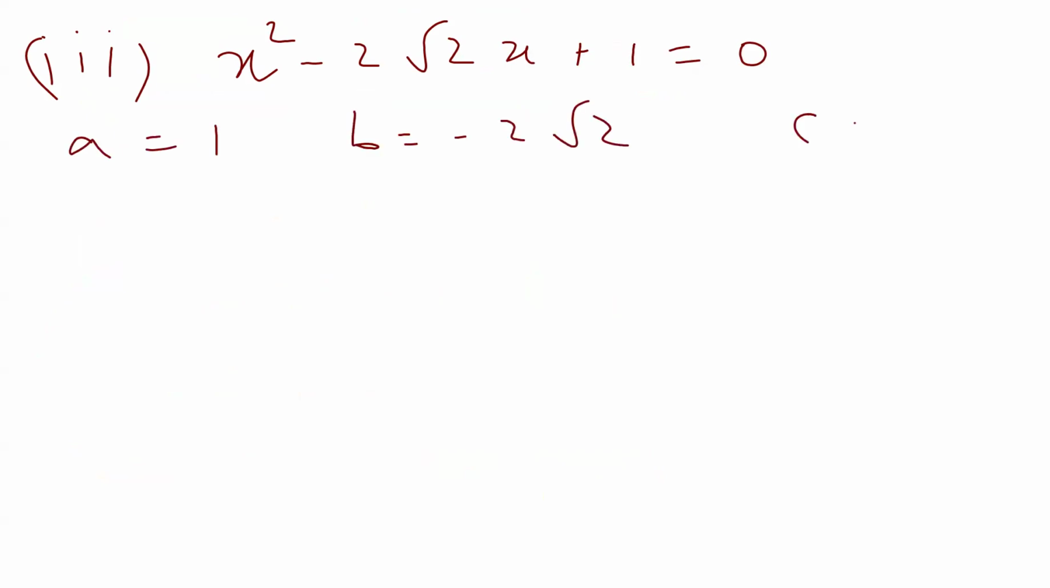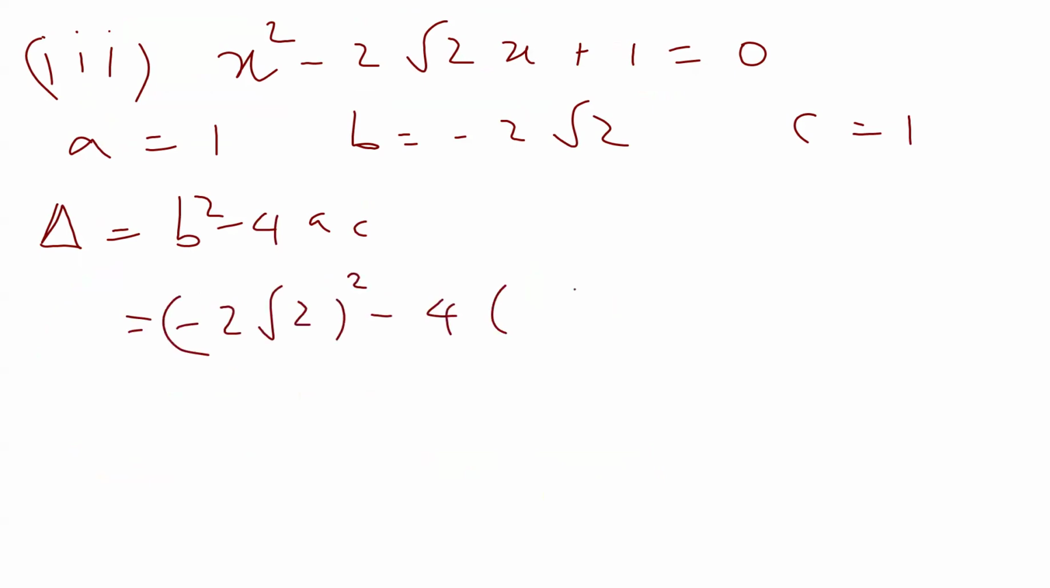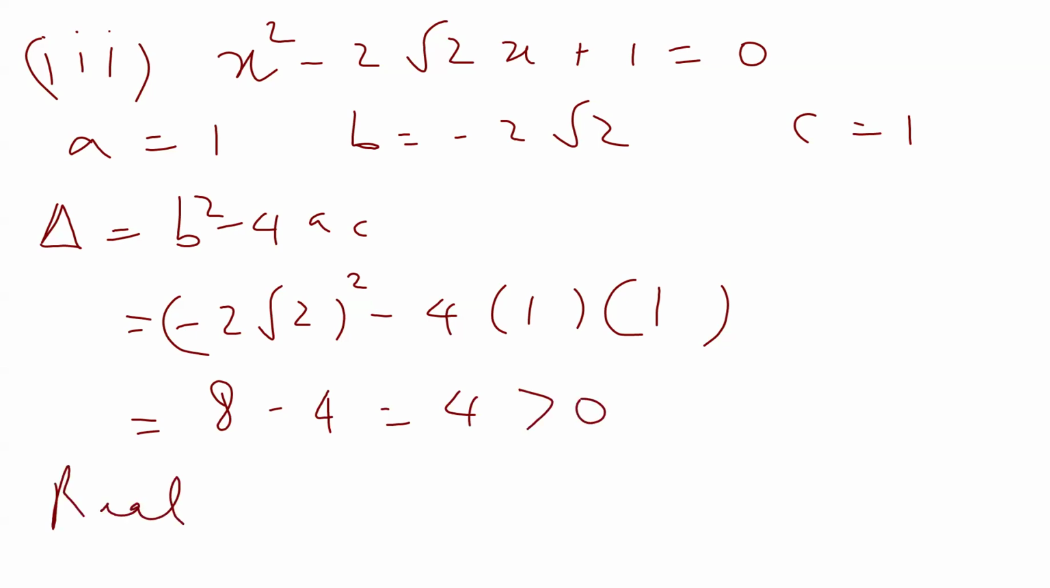Third one, x square minus 2 root 2x plus 1 equal to 0. A is equal to 1, B is equal to minus 2 root 2, C is equal to 1. Delta is B square minus 4AC, minus 2 root 2 the whole square minus 4 into A into C. 8 minus 4, which is equal to 4. So delta is equal to 4, greater than 0, so real and unequal.